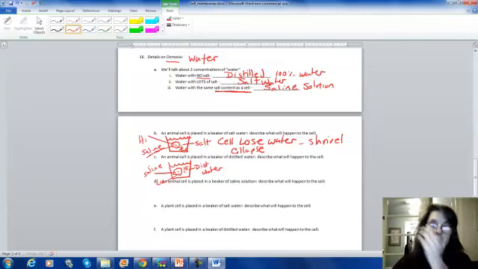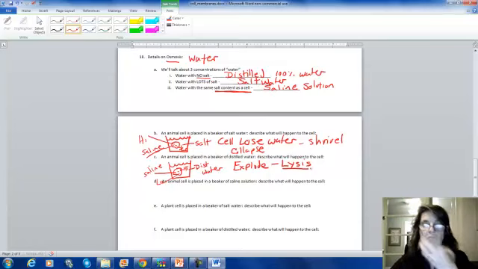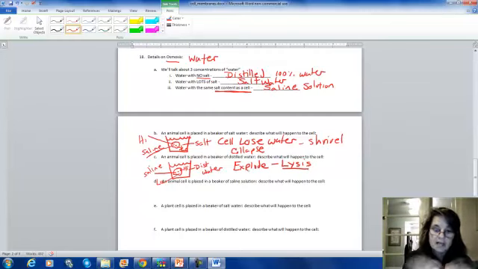Water moves from high to low, so water would move into the cell, and the cell would fill up like a water balloon. In fact, it would probably explode. We call this lysis. Remember, we talked about this word the other day. Lysis means to break apart. The cell would break apart because there would be so much water rushing in that the cell membrane couldn't stand the pressure and it would pop.